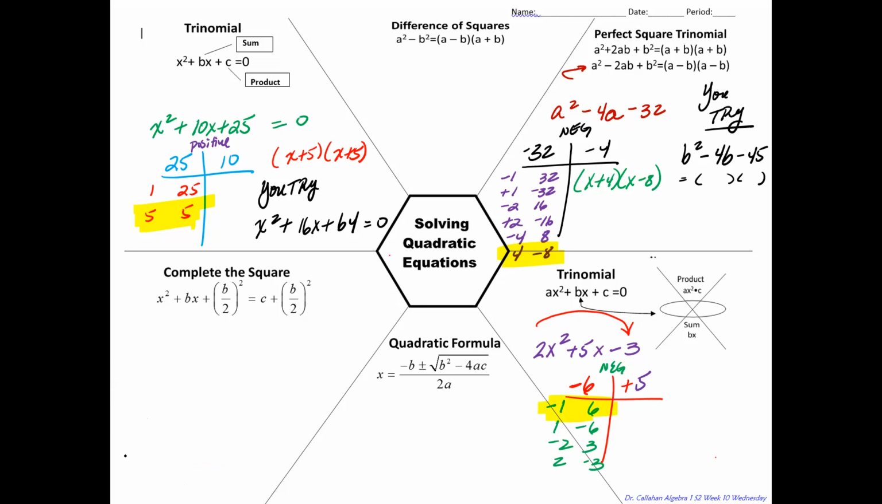So then my temporary answer in this case is going to be x minus 1, x plus 6. But remember, you have to divide it by the bigger number in the front, which is a 2. So you bring that 2 in the front. So 2x minus 1, and then x plus 3. And that is your answer.